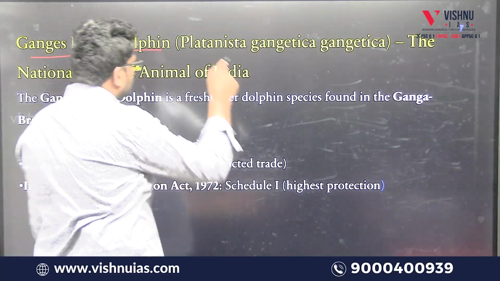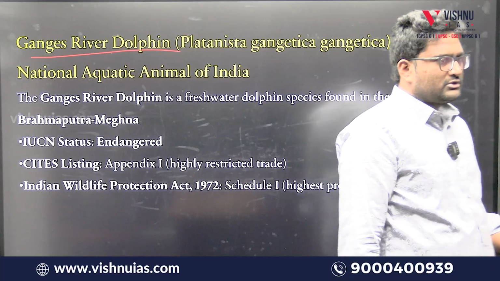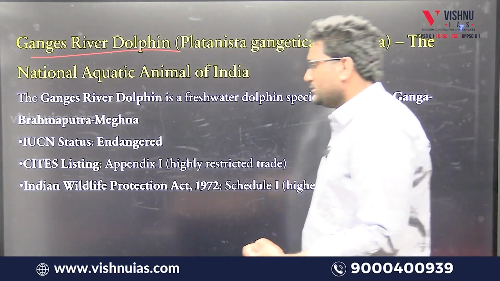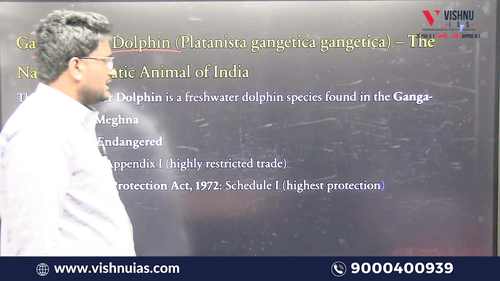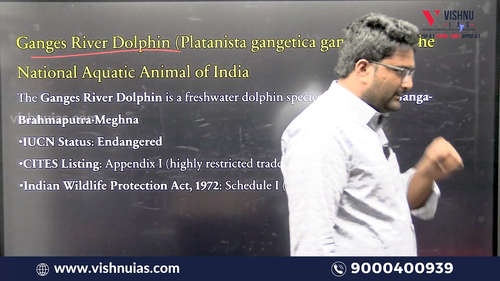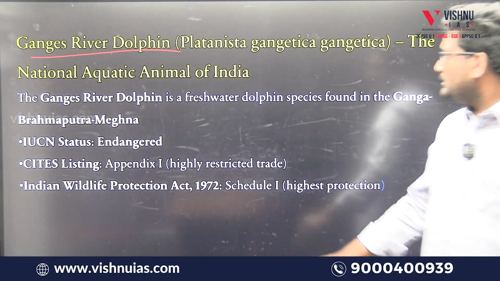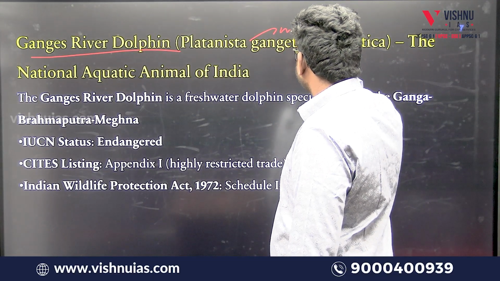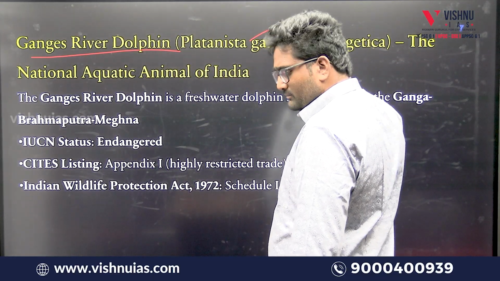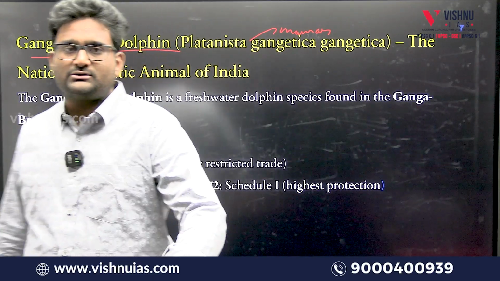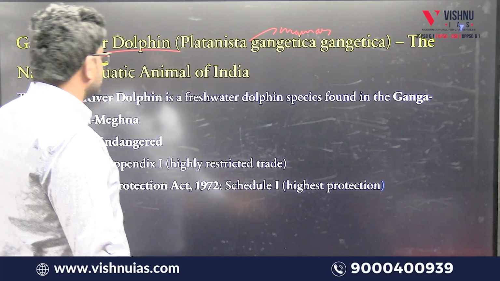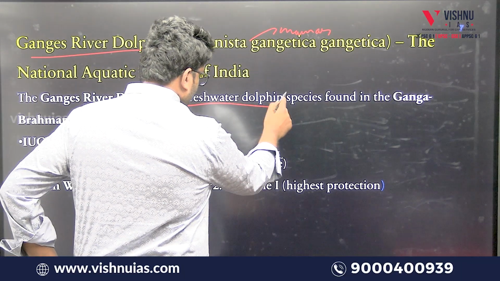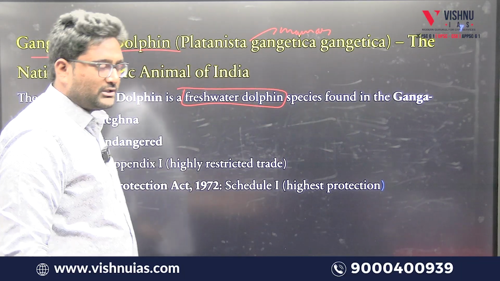Coming to the Ganges River dolphin. This is in the news because a census recently happened on it. It is our national aquatic animal. Dolphins are mammals. What are mammals? Mammals give milk. The Ganges dolphin is a freshwater dolphin. That is very important. It is not a saltwater dolphin.